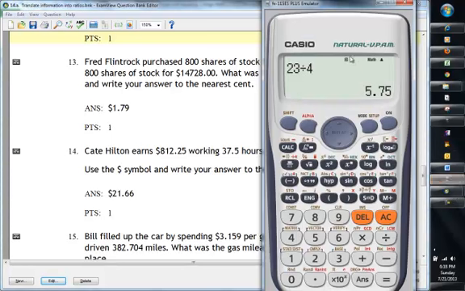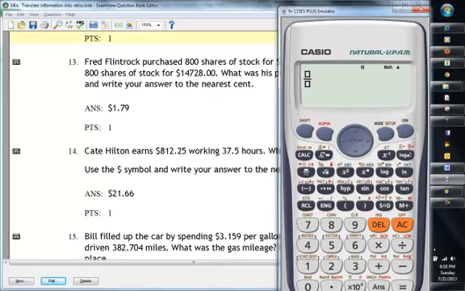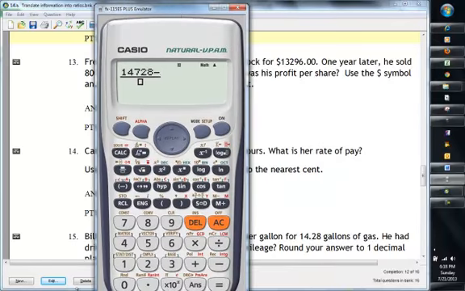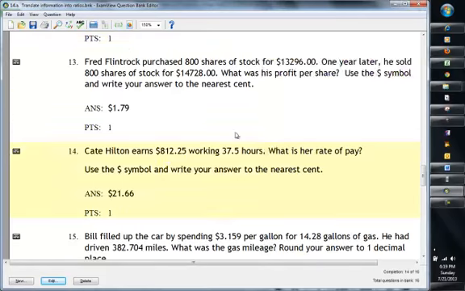So we need to get our profit on top of our fraction, and we've got 14,728. But we're going to subtract how much he bought it for, 13,296. That takes care of the amount of money. It's per share, so we need to go down to the bottom. He had 800 shares, and so it'd be $1.79.